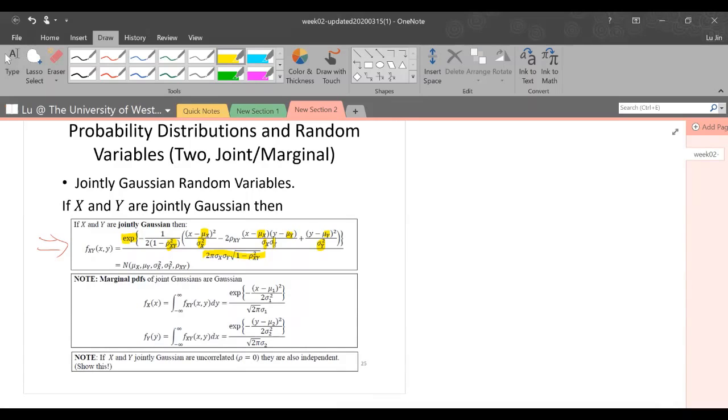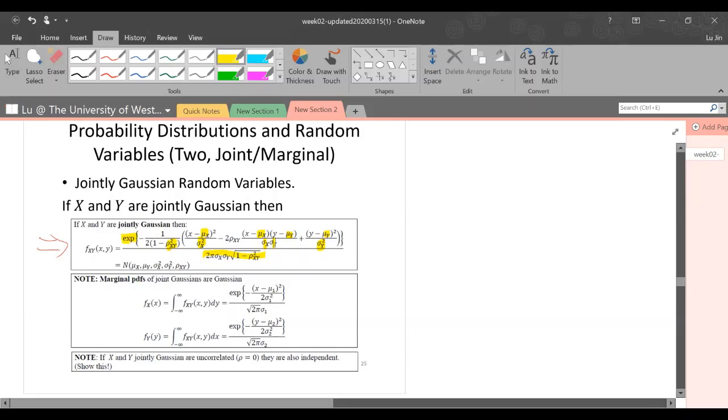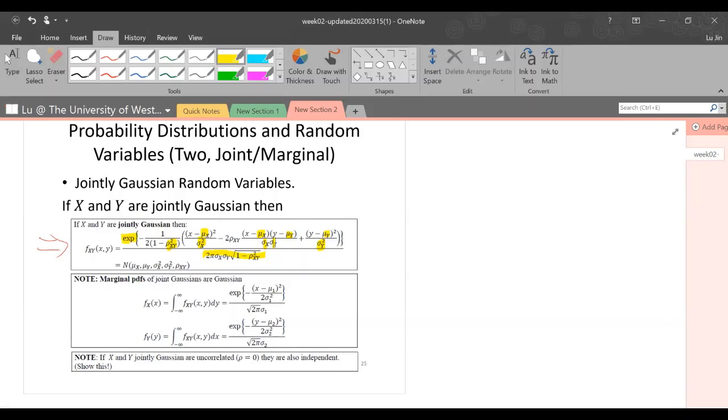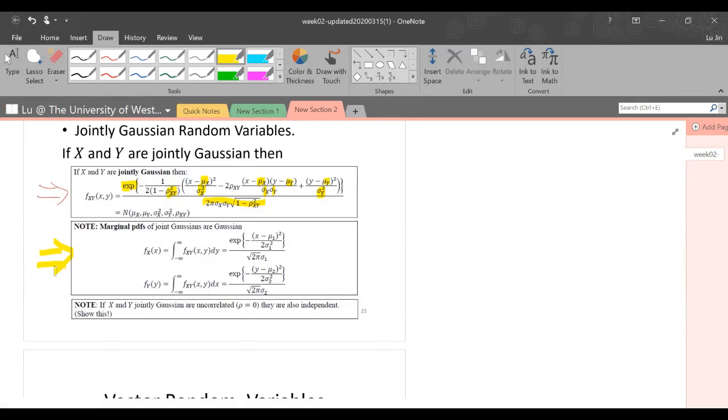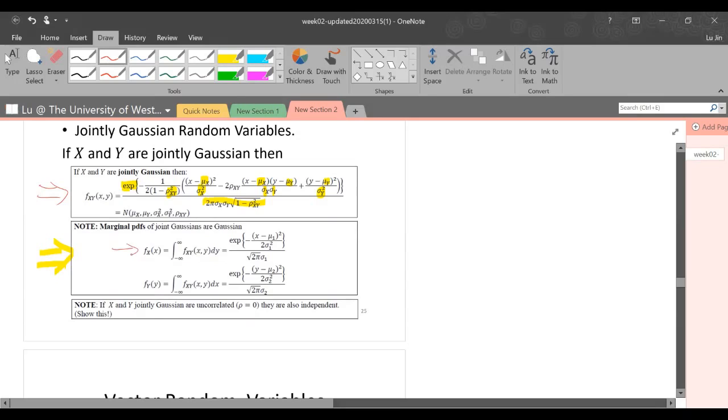You need to understand how to derive these different parameters for this calculation. The formula itself will be given in the formula sheet in the test and exam. Okay, so this is about the joint PDF for Gaussian distributed random variables x and y. And in addition to this formula, the next property is important. This property is dedicated to Gaussian distributed random variables. If x and y are Gaussian distributed random variables, we can say the marginal PDF. Okay, we have introduced how to calculate the marginal PDF, right?